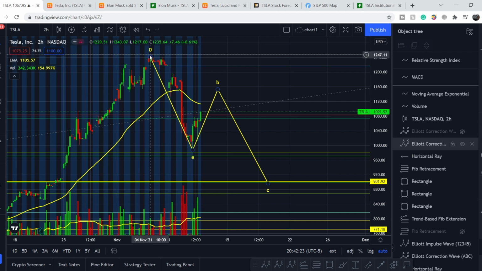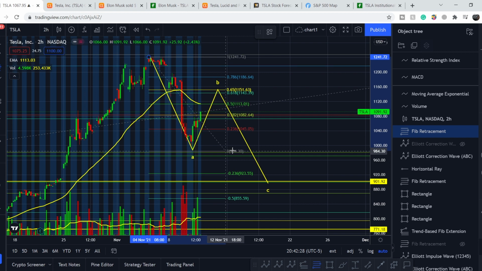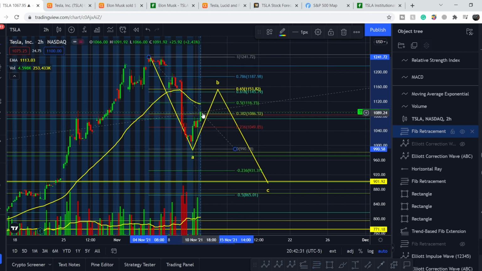If I measure this movement from the top to this bottom with the Fibonacci retracement tool, we have the following targets. As you can see, we hit exactly the range of 0.382, and technically we broke it to the upside. This means we might land in the range of the 0.5 level at the price point of $1,116, or even in a golden pocket, a price range between $1,145 and $1,153.